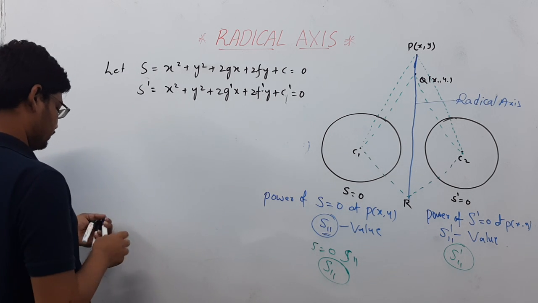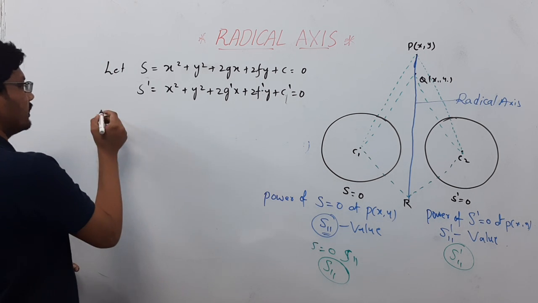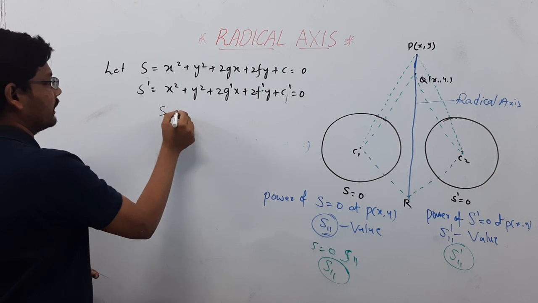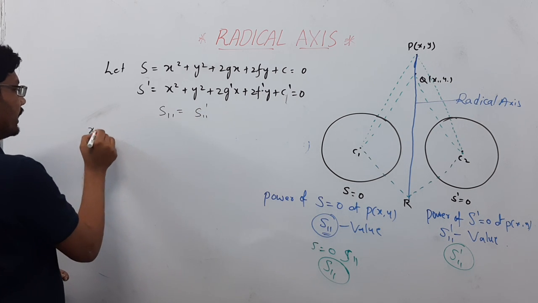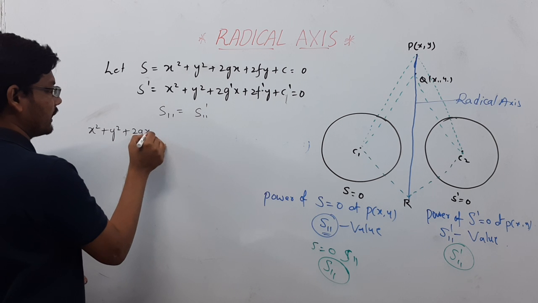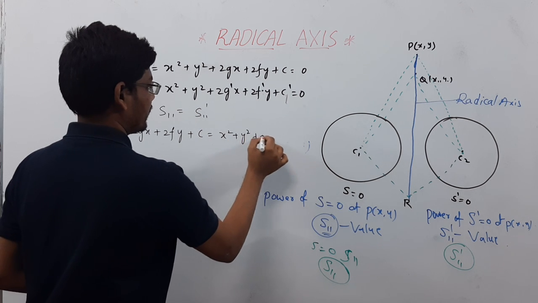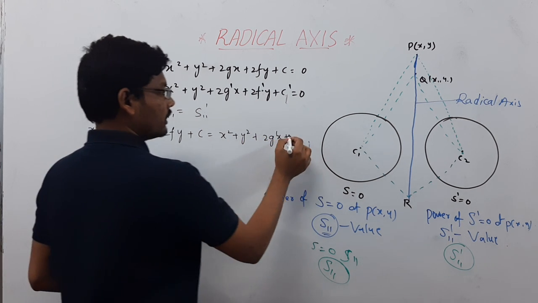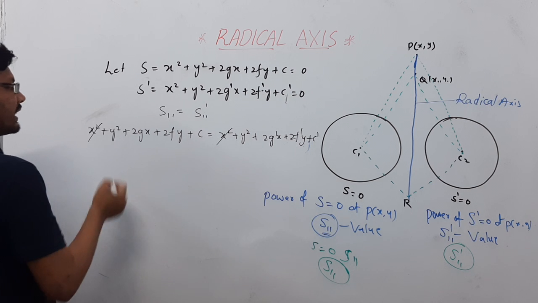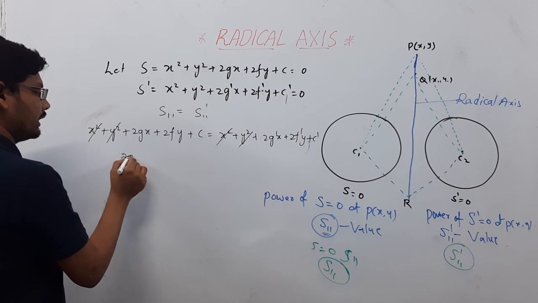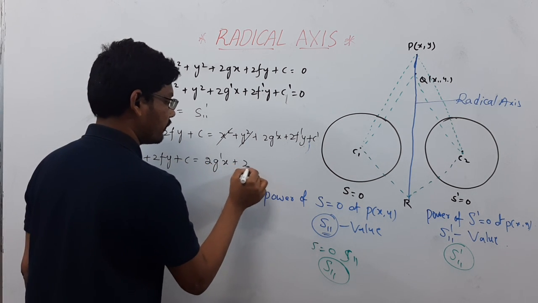So similarly, observe clearly. S11 is always equal to S dash 11. So x square plus y square plus 2gx plus 2fy plus c is equal to x square plus y square plus 2g dash x plus 2f dash y plus c dash, and here x square gets cancelled, y square and y square get cancelled. So the remaining terms are 2gx plus 2fy plus c is equal to 2g dash x plus 2f dash y plus c dash.